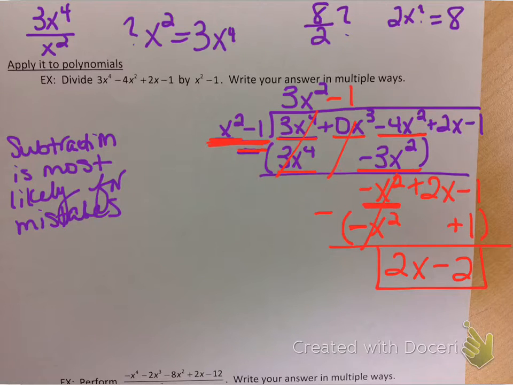So that is our remainder. And the reason I know that's my remainder is because 2x won't let x squared divide into it. This has a smaller degree than this, so it won't divide in. So the two ways I'm going to write my answer, I've got my list format. My quotient is what's on top still, 3x squared minus 1. And my remainder is 2x minus 2.